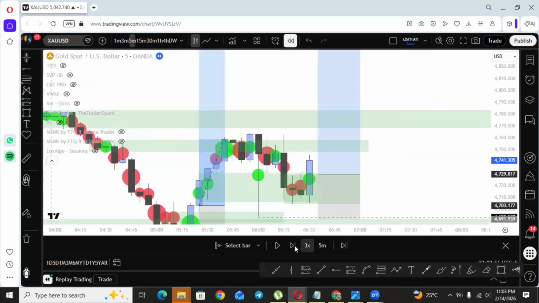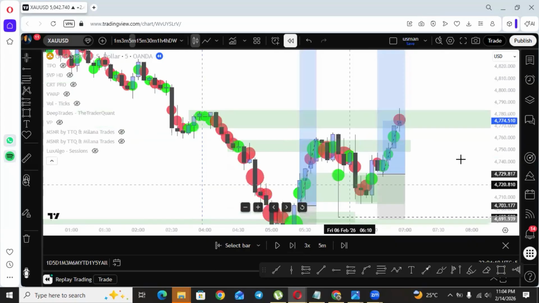So let's play the chart. Tapped at our area. Okay, again pushing up, again pushing up.